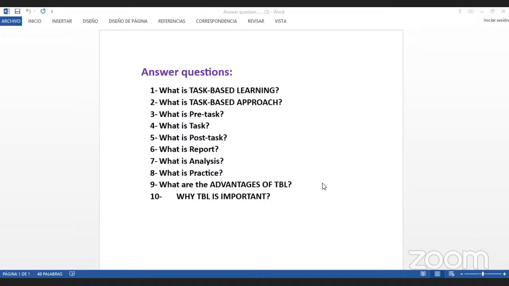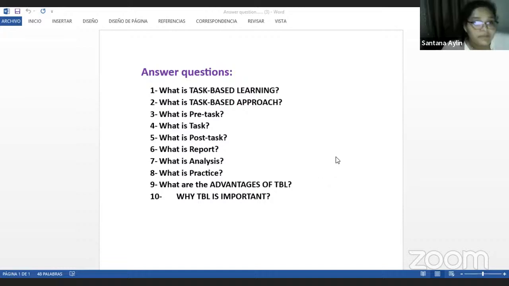Why is TBL important? TBL is important because the students are solving tasks that are relevant and interesting to them. Yeah, that's good. Okay, Jenny, thank you so much.